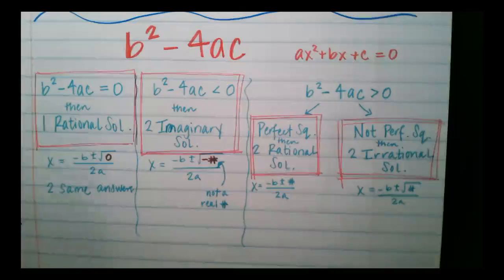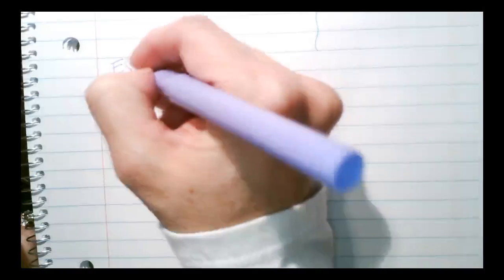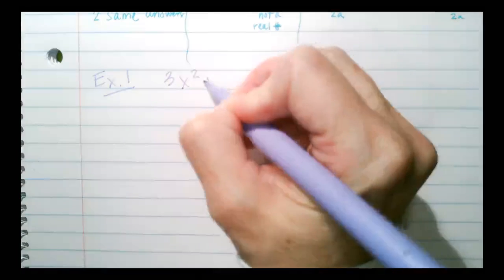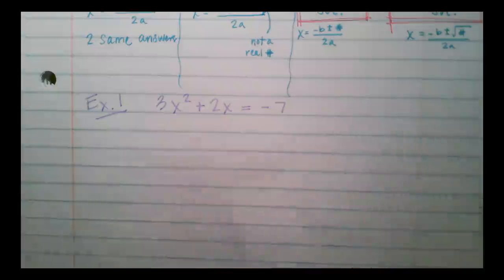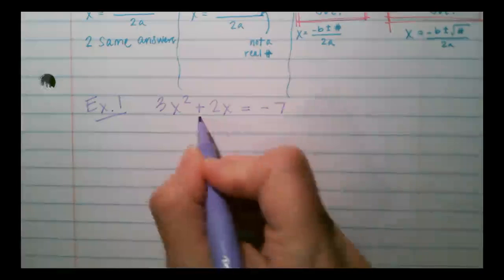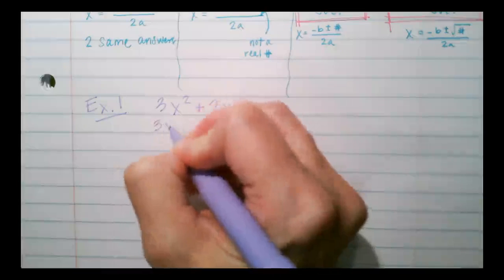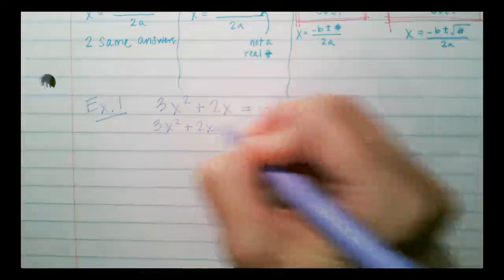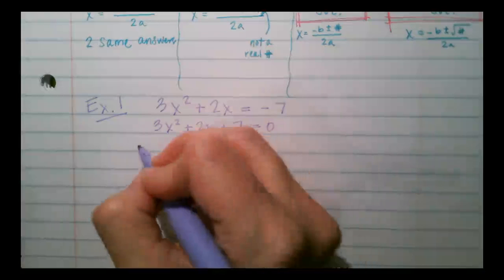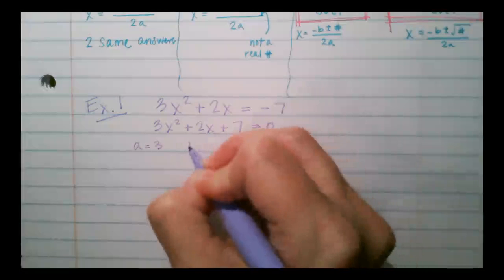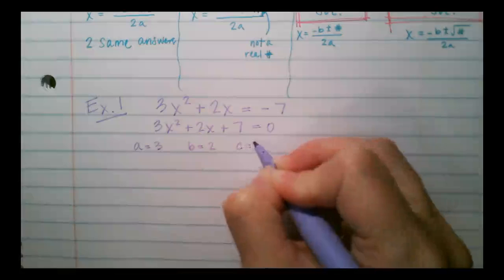All right, so let me give you an example. So let's say that we have 3x squared plus 2x equals negative 7. First thing is we have to get this equal to 0. So I need to bring the negative 7 back over to the left. So we'll have 3x squared plus 2x plus 7 equals 0. So now I can see that the value of a is 3, the value of b is 2, and the value of c is 7.